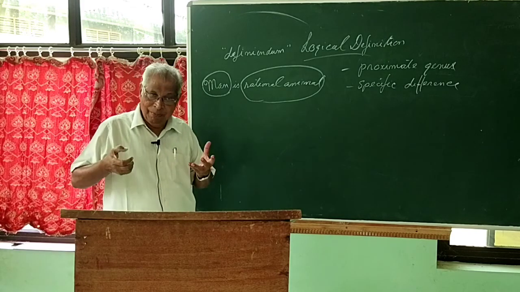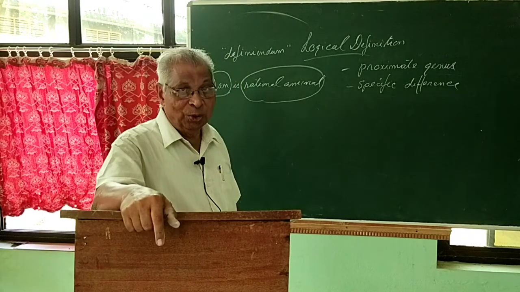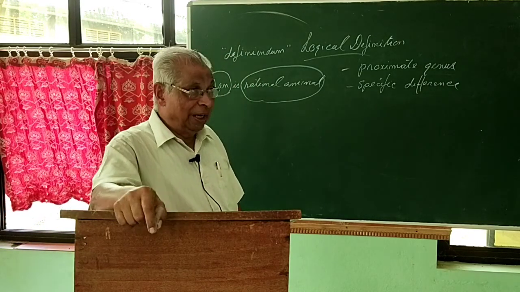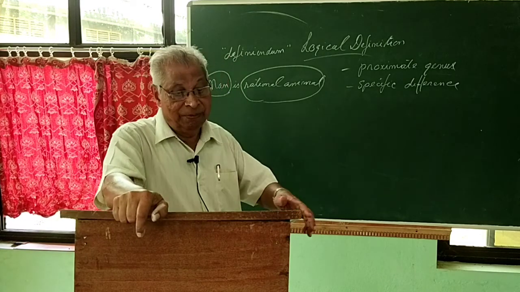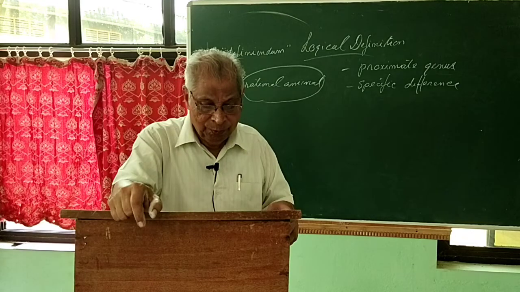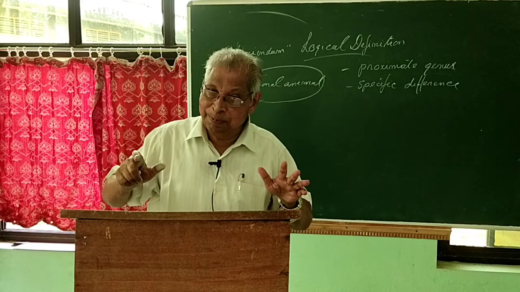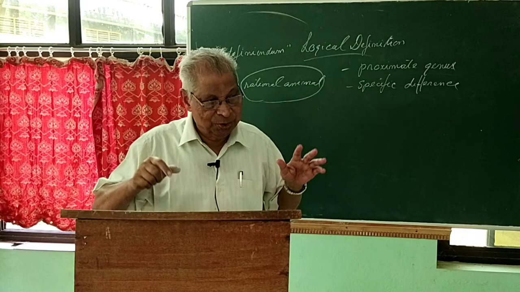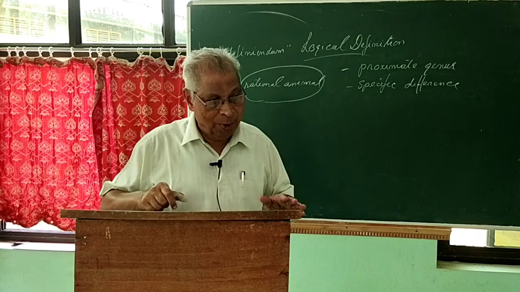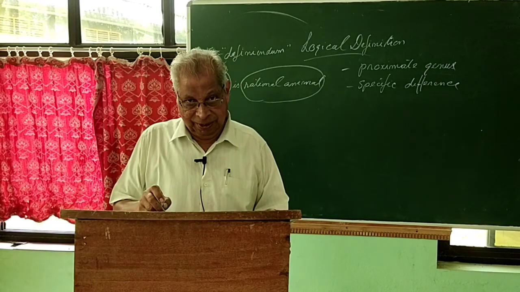I am defining the term man, therefore that is the definiendum, and I am defining it with the help of a definition, that is rational animal. So this one is the definiendum, the other one is the definition. So we have to give the proximate genus and the specific difference of the definiendum, for instance man. Now our struggle is to understand what is proximate genus and specific difference.